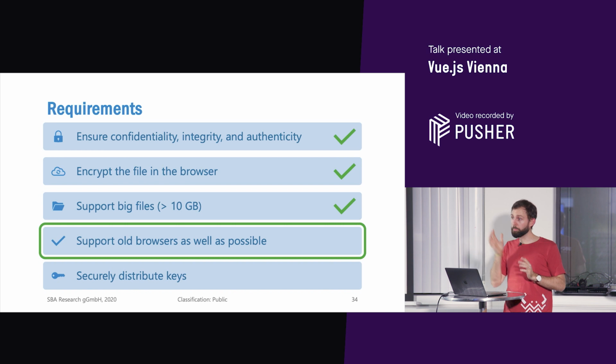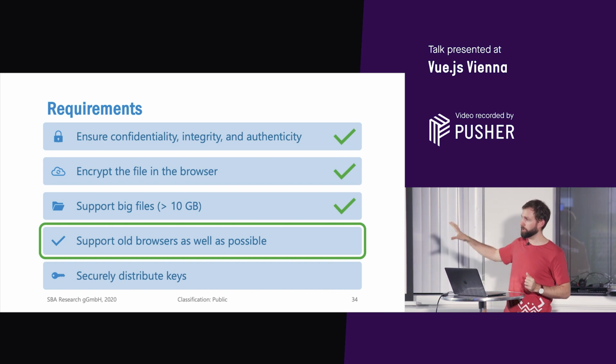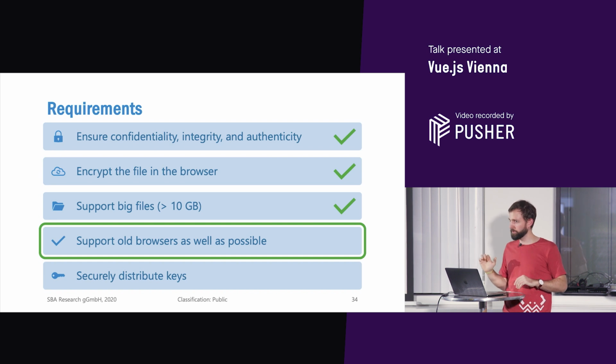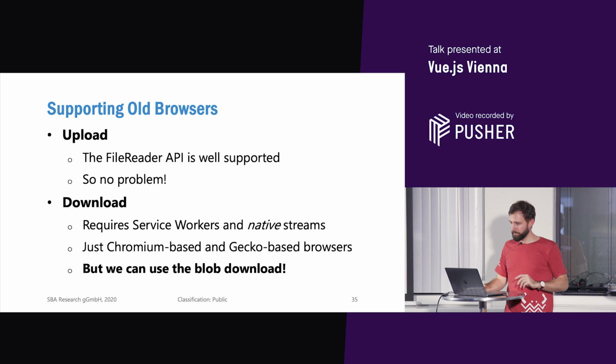Cool, so we want to support old browsers as well, because we have seen that service workers and readable streams and all this stuff is probably not supported in older browsers like Internet Explorer and others. So for the upload, everything is okay because file reader is widely supported and it's easy to use. The download is the more complicated thing. It requires service workers and native streams, which are not supported by many browsers.